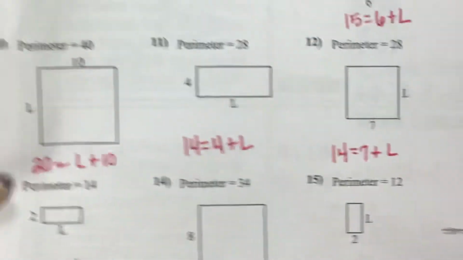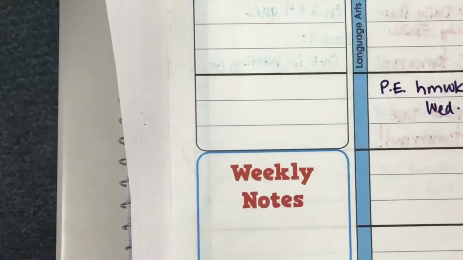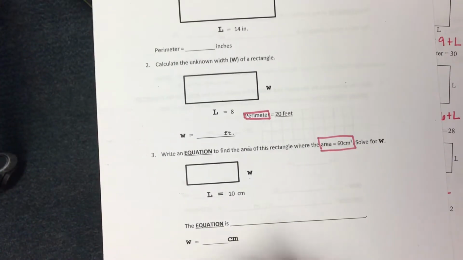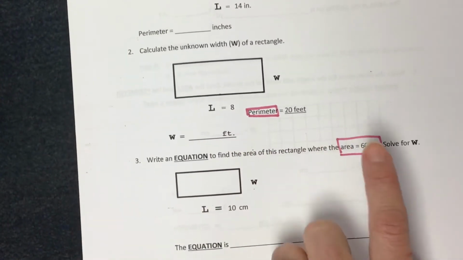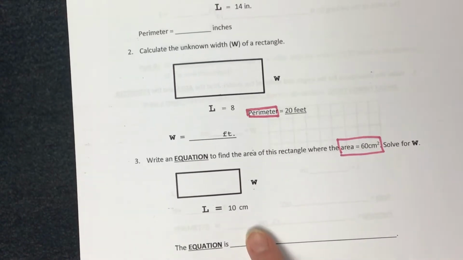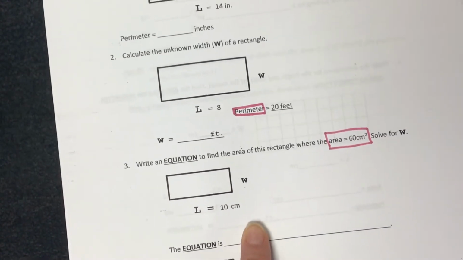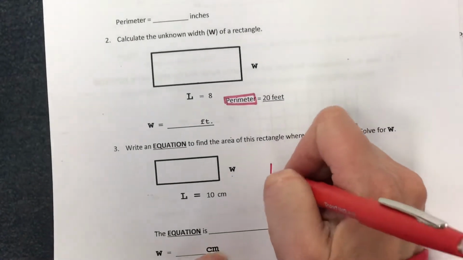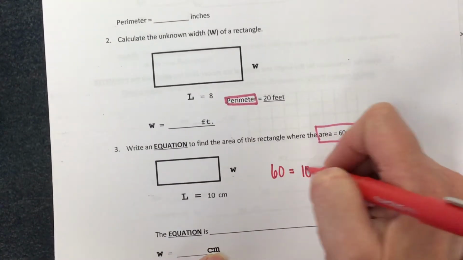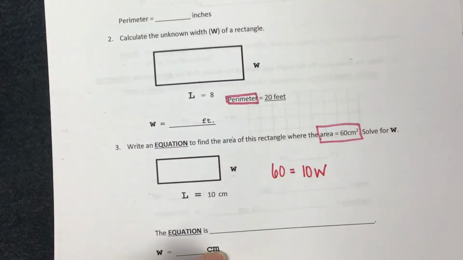Good job. Okay, so now the most important thing again that I cannot stress enough, when you are taking the test or looking at your study guide, you must pay attention. Are they giving you the area or are they giving you the perimeter? If they are giving you the area, you need to divide to find the missing side. Okay, so your area equals 60 equals 10 times the width. So your width is 6.